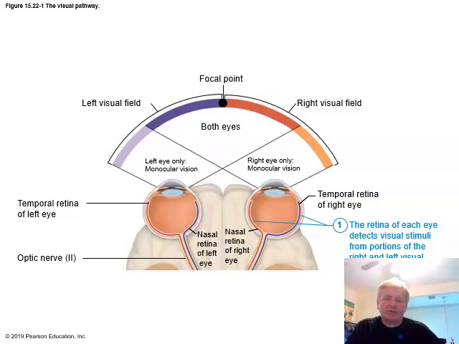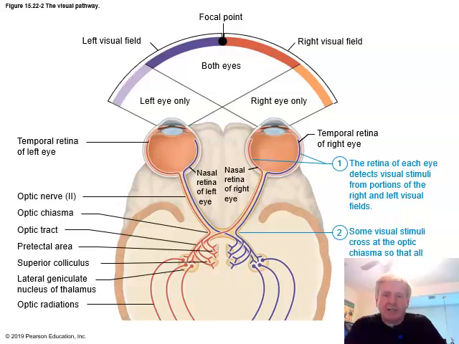So here it is again. The retina of each eye will detect visual stimuli from portions of both right and left visual fields, as you can see by the red and blue colors. Second, some visual stimuli will cross over, particularly when we're looking at the right eye. The nasal retina of the right eye will cross over at the optic chiasma to the left hemisphere.